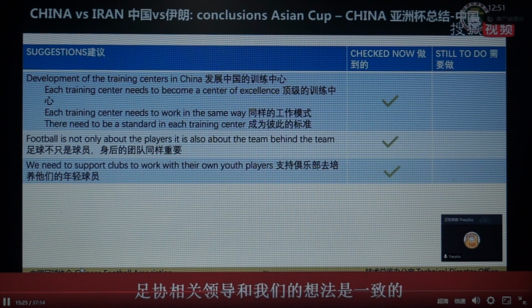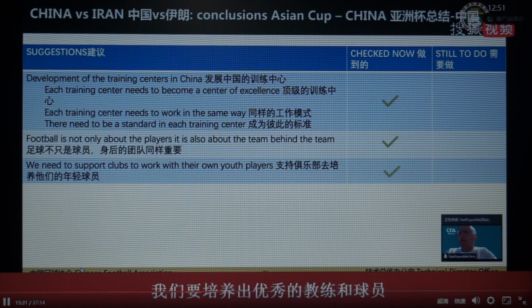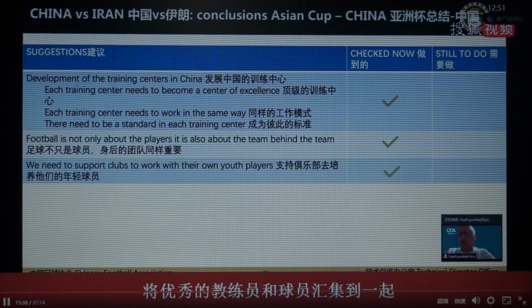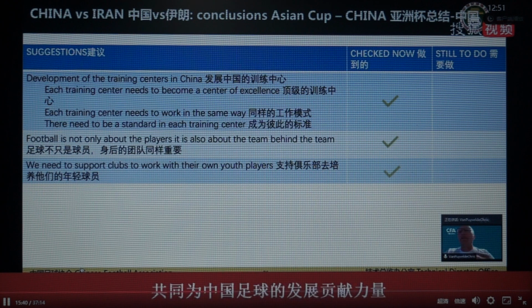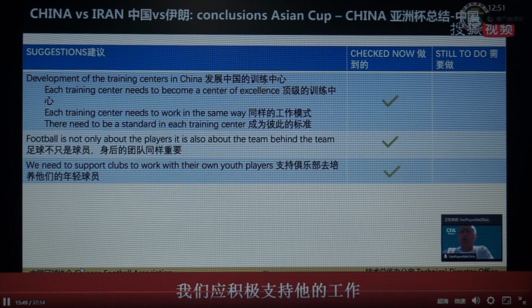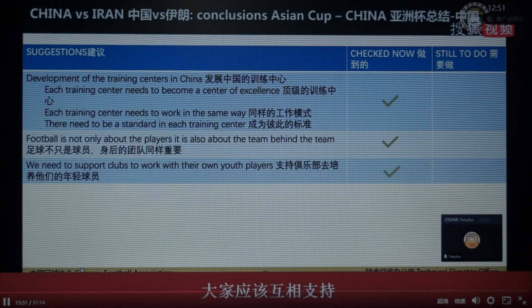And that's what the president and the general secretary, and Mr. Foubo and Mr. Guacumbo decided together with us. We need to go for good coaches, good players, elite camps, bring the good coaches and good players together, and let's start again and make the best for China. Also, Coach Litier is working very hard with his players, and we have to support them. We have to support each other. Then there is a road for China.